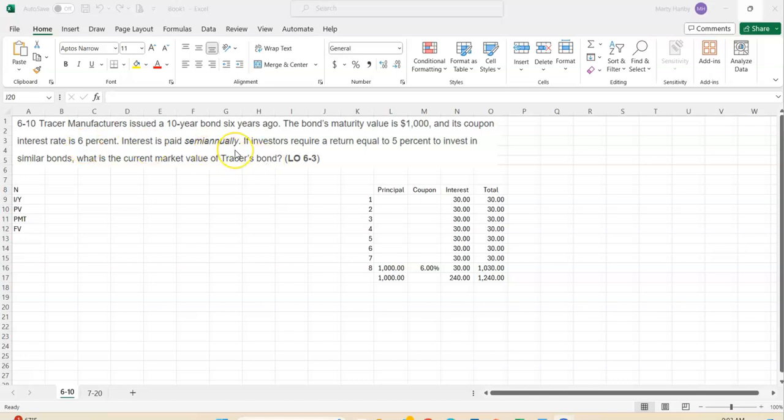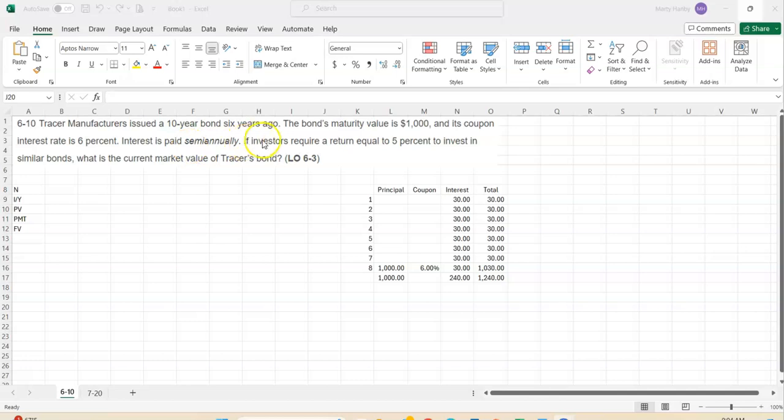Interest is paid semi-annually. In the United States, 90-something percent of fixed-rate bonds pay semi-annually. If you go to Europe, the bonds in Europe generally pay annually. Maybe you could Google why, but it seems to me it's just the convention, though I haven't really looked into it. The bond's maturity value is $1,000 and the interest rate is 6%. That's the coupon rate, and I don't understand why the textbook doesn't use that term.